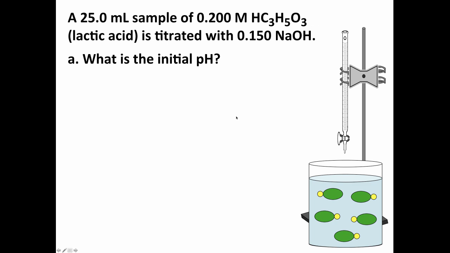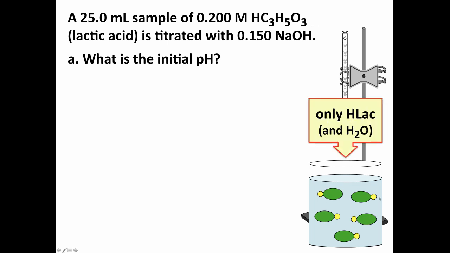Okay, so first calculation: what's the initial pH? Note, we haven't added any base yet, so what we have is a solution of the weak acid, lactic acid. We're going to represent lactic acid by H-lac, so we don't have to write HC3H5O3 all the time. Then, of course, we have water as well, and lactic acid and water are in equilibrium with each other, forming small amounts of hydronium ion and lactate ion.